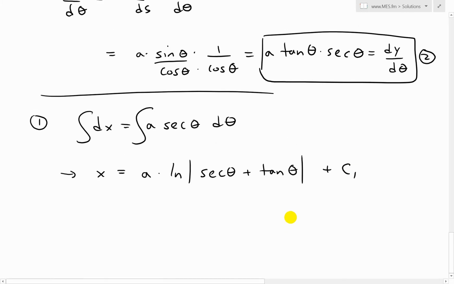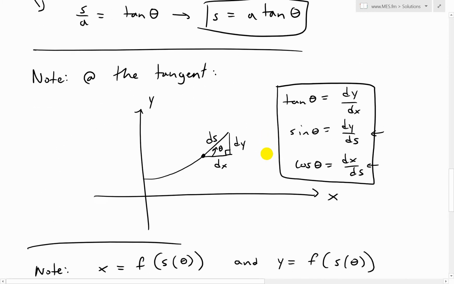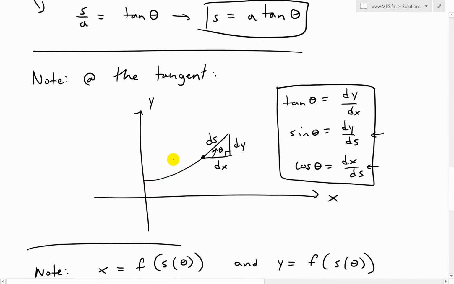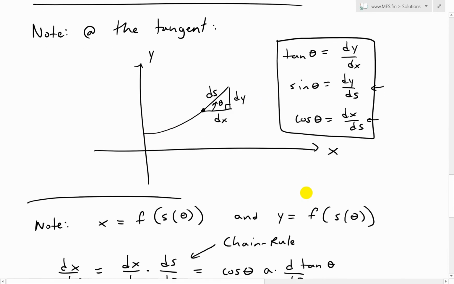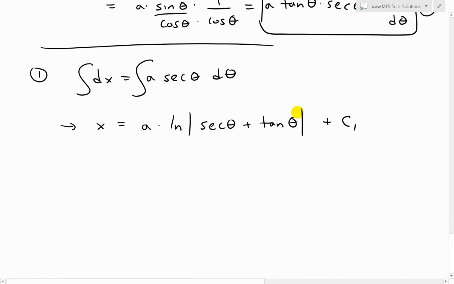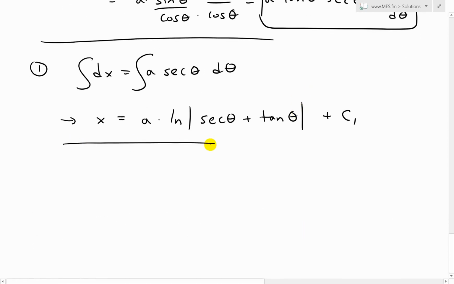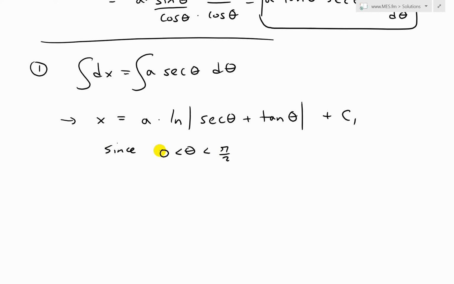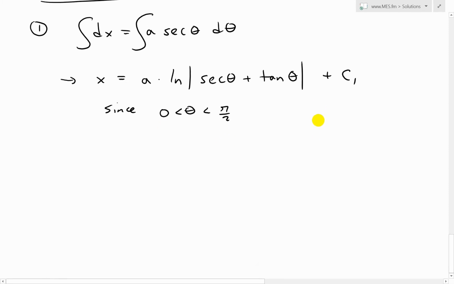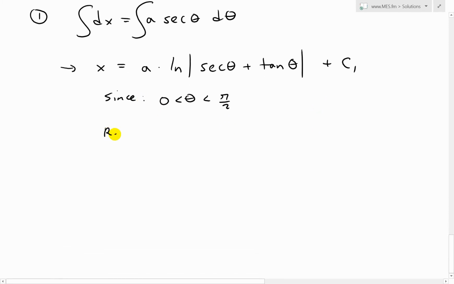Now since we have an absolute value here, recall that this angle is going to be between 0 and pi over 2, or 90 degrees. I'll write this down over here. Since in our derivation the angle is going to be less than pi over 2, so it's not going to be perfectly vertical, and greater than 0, we actually have a line segment S. So we have this one right here.